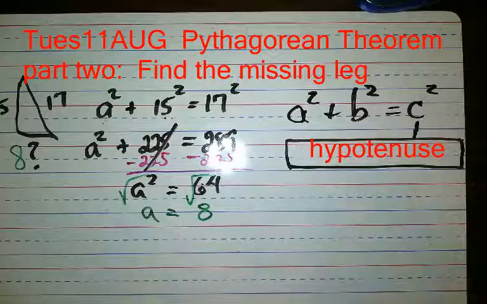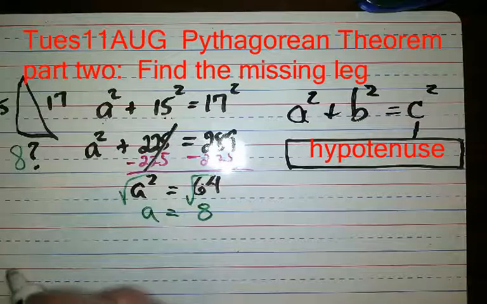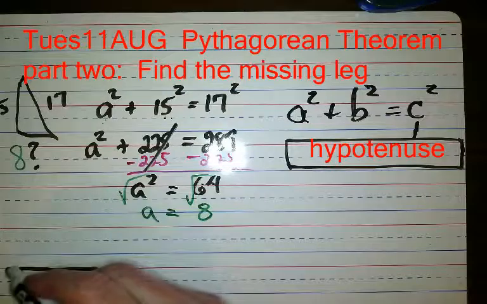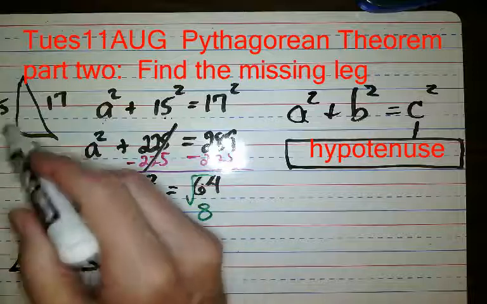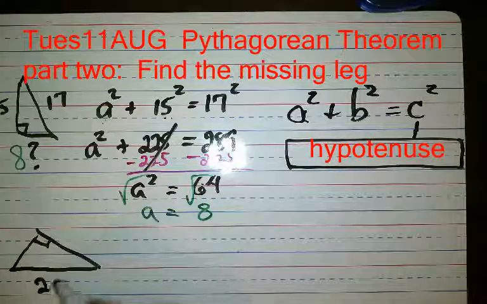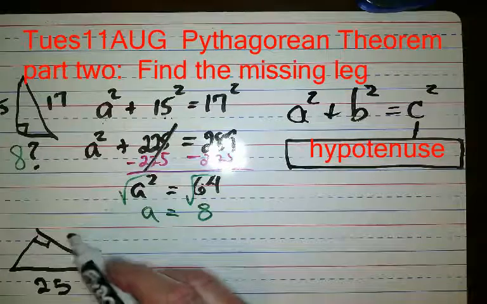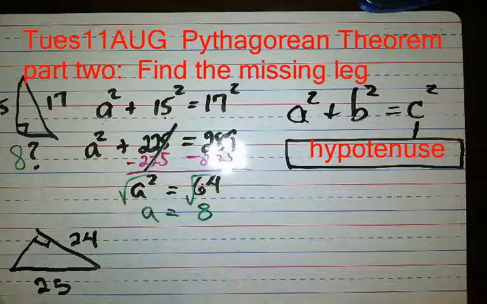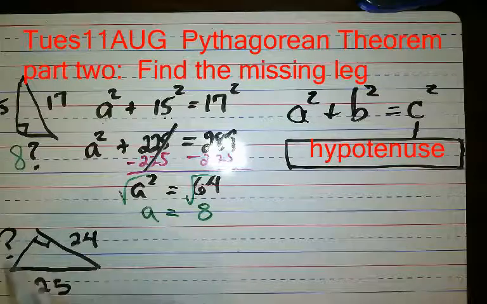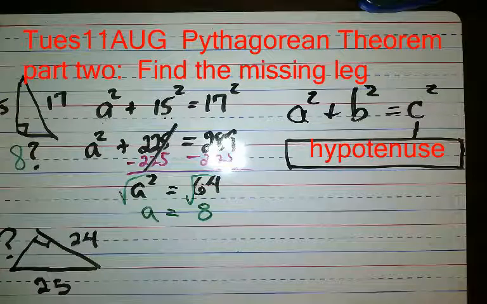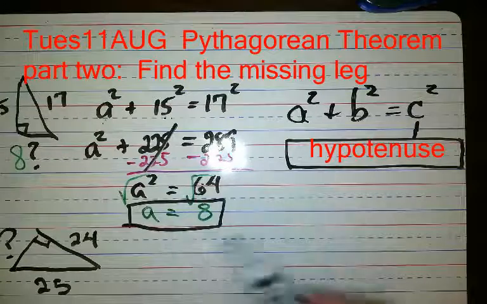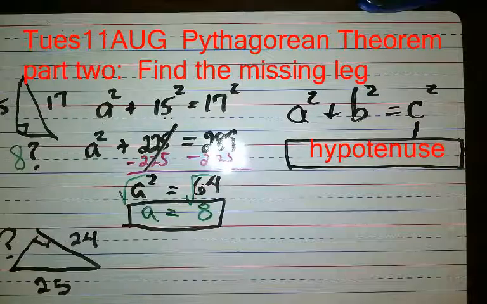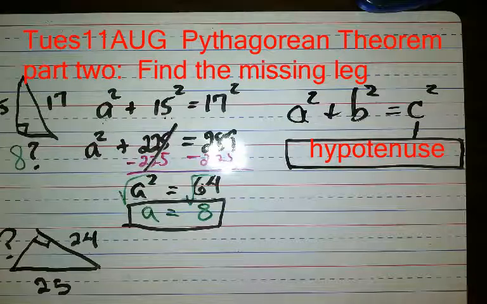Let's do it again. We can make the triangle lay down a different way. So remember, it doesn't matter how the triangle is situated. If you know where the right angle is, then you automatically know where the hypotenuse is. And so once again, we're looking for a leg. We know the hypotenuse.